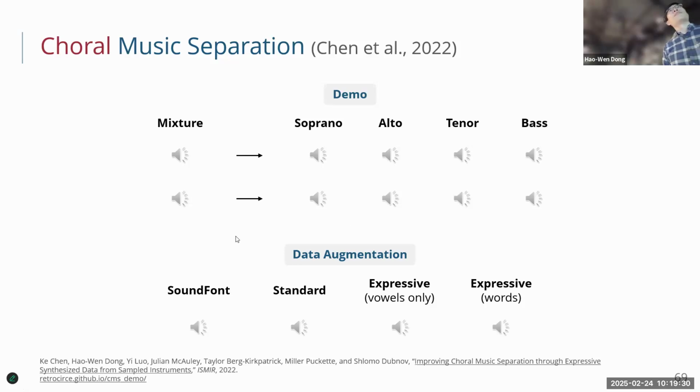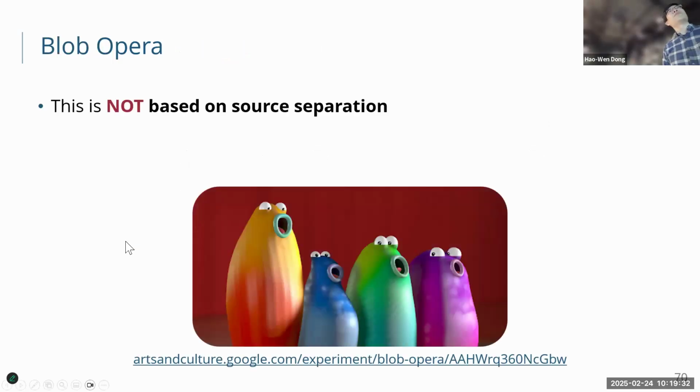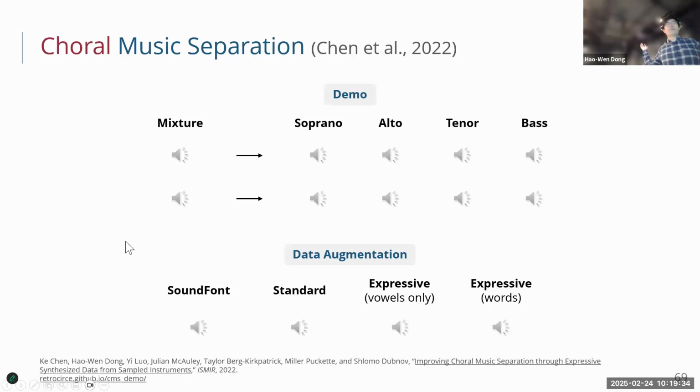rejoices as I hear. So how do we do it? This is through data augmentation. The tricky part of choral music separation is that you do have some datasets, but they are always not big enough. So the way we did it is through data augmentation.